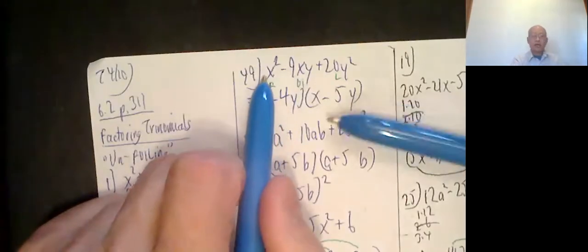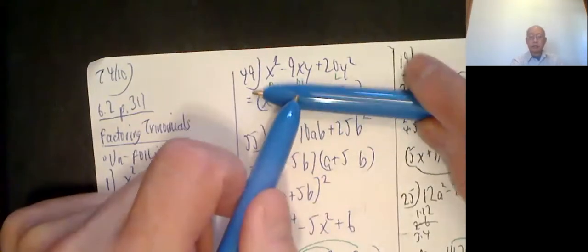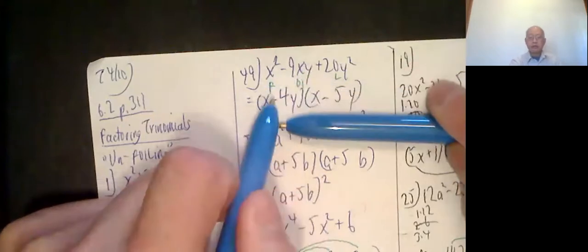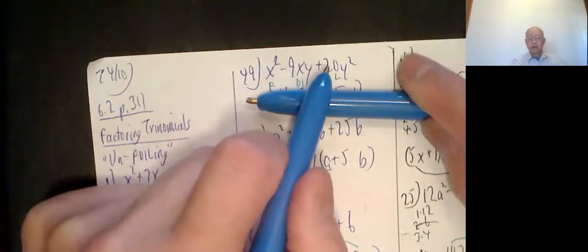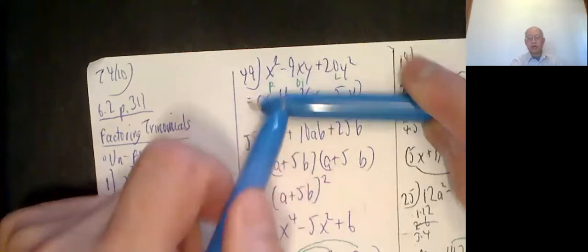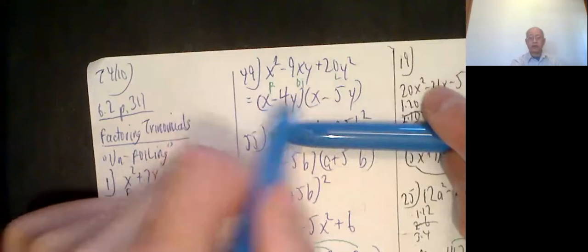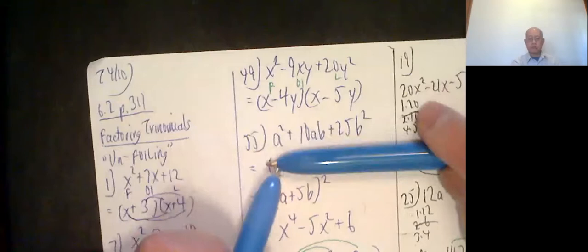49, x squared is x times x, y squared is y times y. Okay, minus plus means they're both minuses. Okay, then look at the numbers 9 and 20. So what two numbers are there such that when you multiply them, you get 20, when you add them, you get 9? 4 and 5. So (x minus 4y)(x minus 5y). You could put the 5 there or the 4 there.